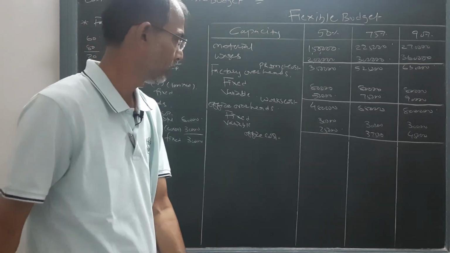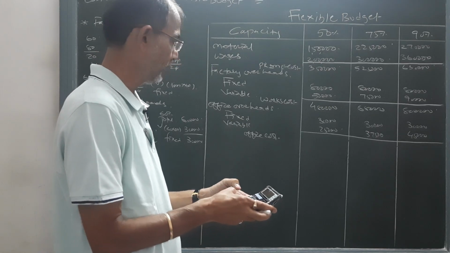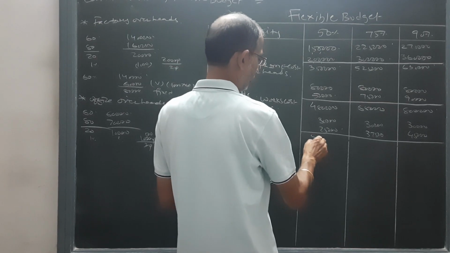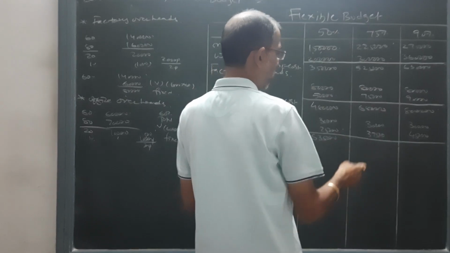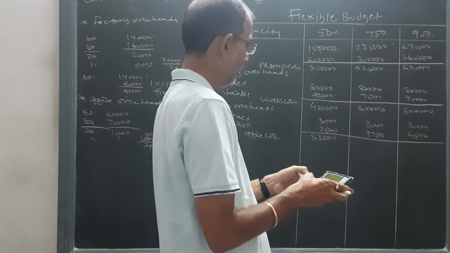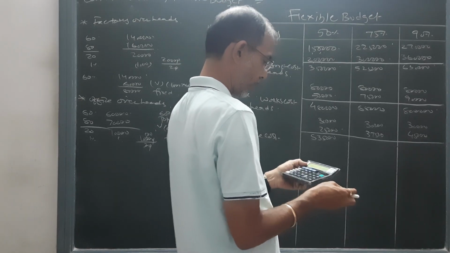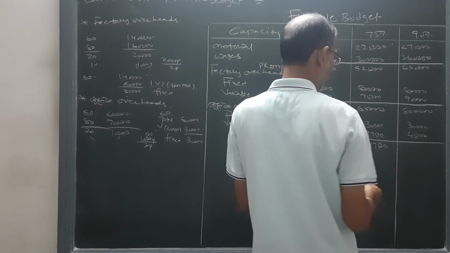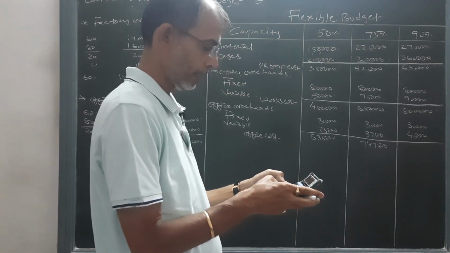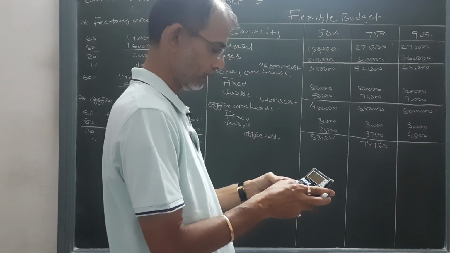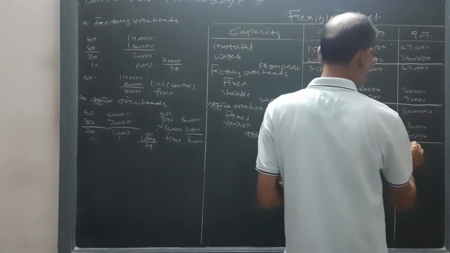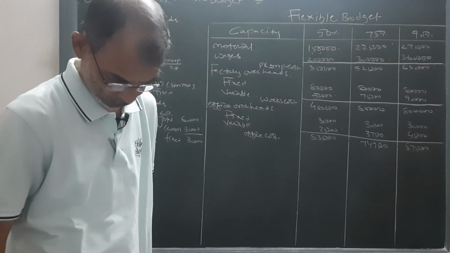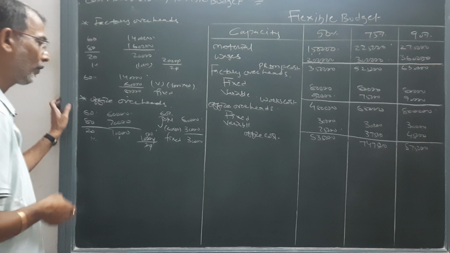Now that will be 480 plus 55, 535, 680 plus 67,500, 747,500, 8 lakh plus 75,000, 8 lakh 75,000. In this way you will get office cost.